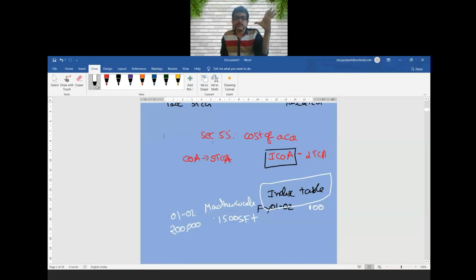Now this same land today I want to sell. If I want to sell, I will be getting what? Yeah, Navya.